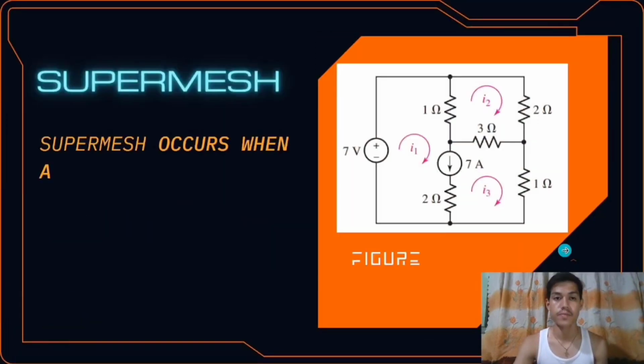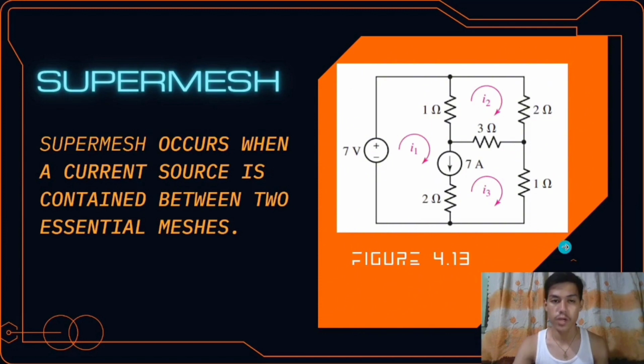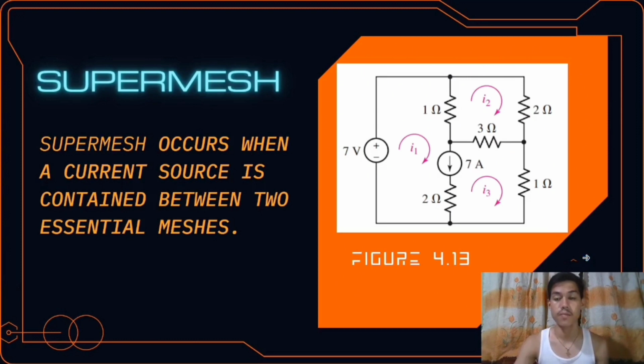Next is supermesh. Supermesh occurs when a current source is contained between two essential meshes. As you see, there are three mesh loops, and between mesh loop 1 and mesh loop 3 there is a 7 ampere current source. So we can use mesh loop 1, I1, and mesh loop 3, I3, to be one mesh, which is the supermesh.